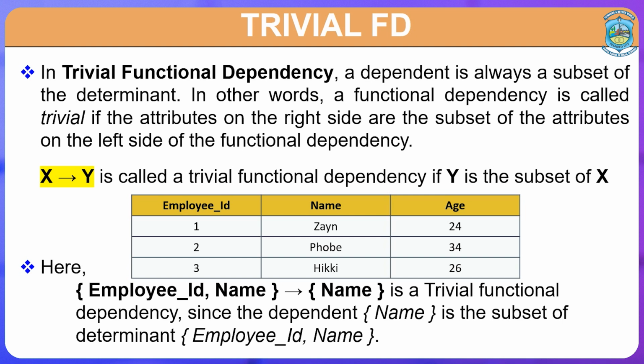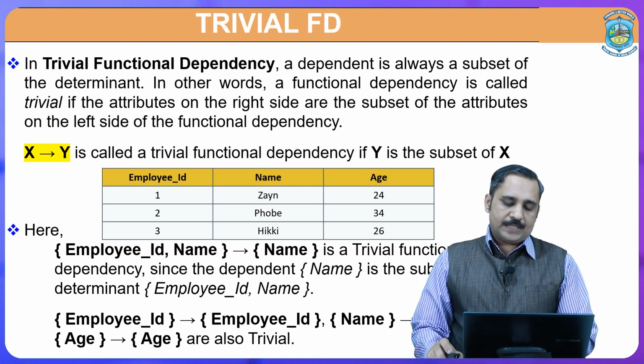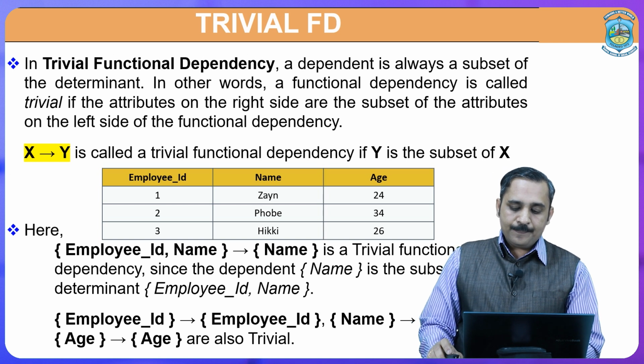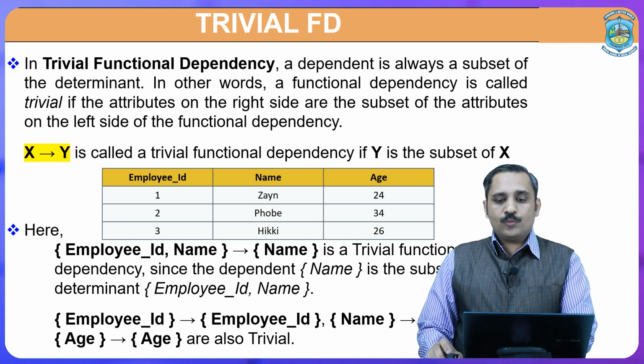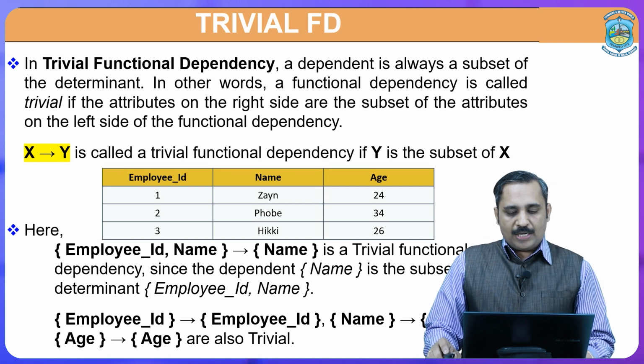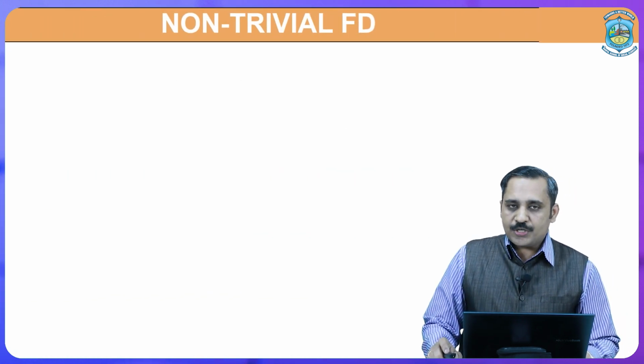Similarly we have employee ID. Every field is a subset of itself. So employee ID arrow employee ID is a trivial dependency. Similarly name arrow name is also trivial. Age arrow age is also a trivial dependency. The next dependency is non-trivial functional dependency.